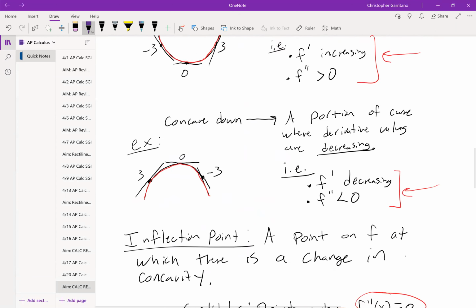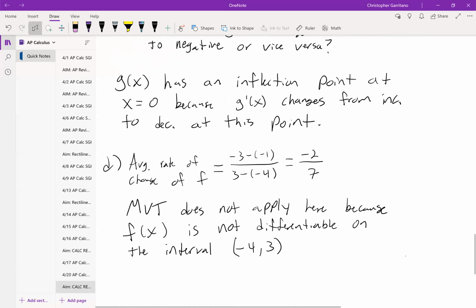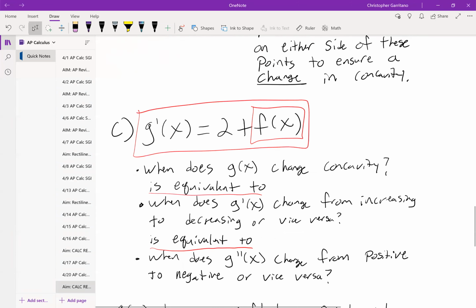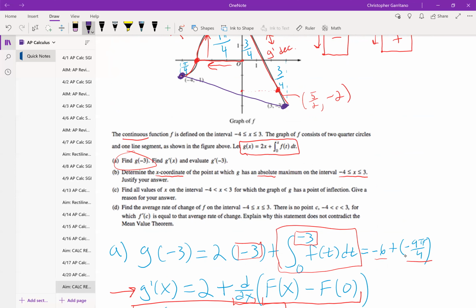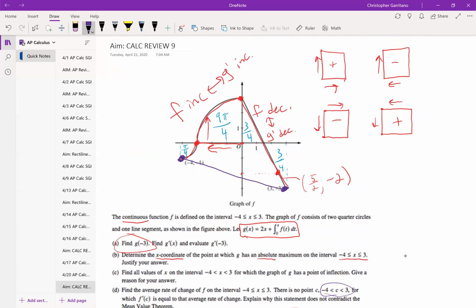So the slope of that line is just -2/7. Okay, then the question goes on to say, let's read it together, that there is no point in this interval such that f prime of c is equal to that average rate of change. So in other words, as we go on from x equals -4 to x equals -3, and let's say we just draw a whole bunch of tangent lines, nowhere are we going to have a situation where one of the tangent line slopes is equal to this secant line slope.